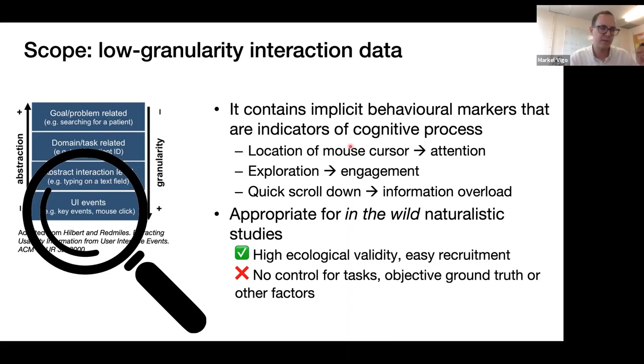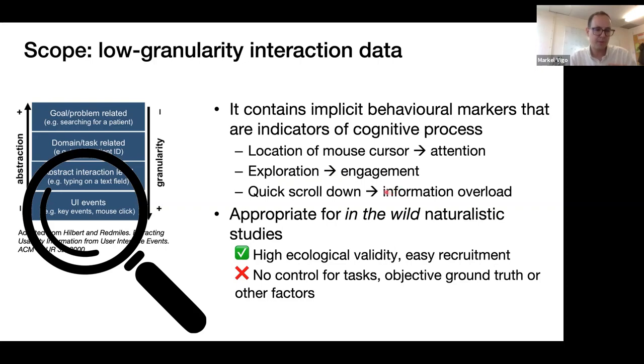So for instance, the location of the mouse cursor can tell me where people are looking at, and I can infer the attention of users on a specific part of the screen. Exploratory type of behaviors are indicators of whether people are engaged or not with an interactive system. If I can observe someone scrolling down quickly, this may suggest that they are suffering from information overload, okay?